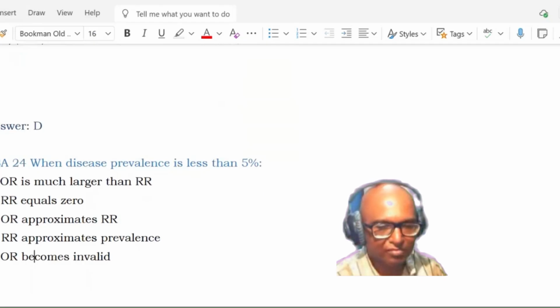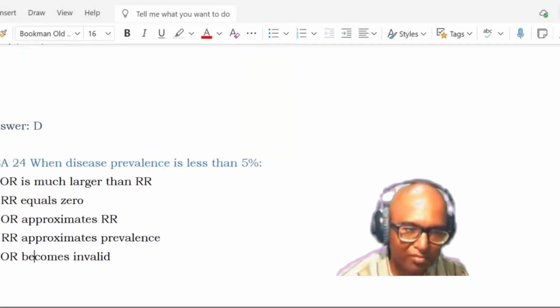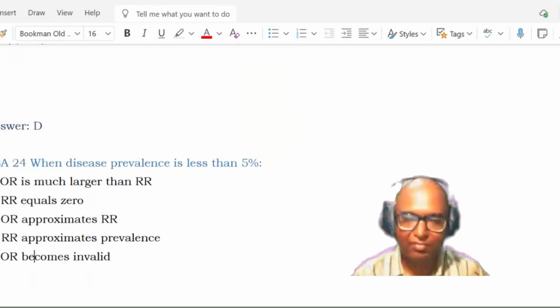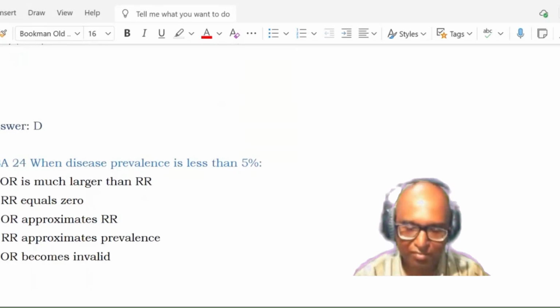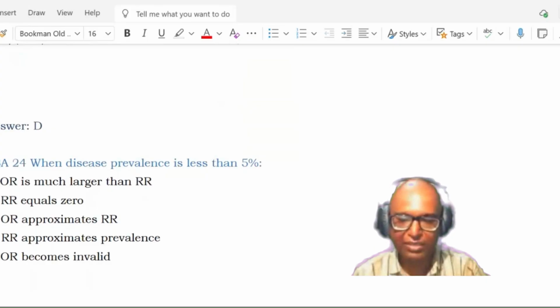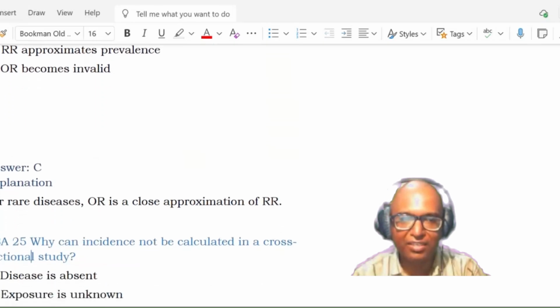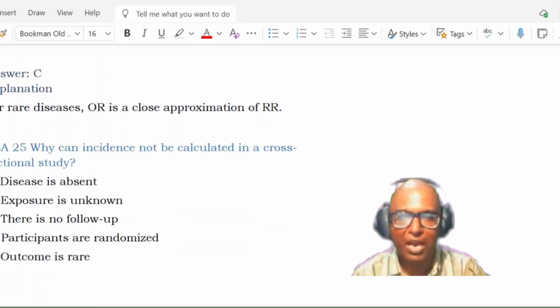Question number 4. When disease prevalence is less than 5%, OR is much larger than RR, RR equals 0, OR approximates RR, RR approximates prevalence, or OR becomes invalid. The answer is option C, OR will approximate RR, so it is almost equal to RR. So for rare diseases, OR is a close approximation of RR.